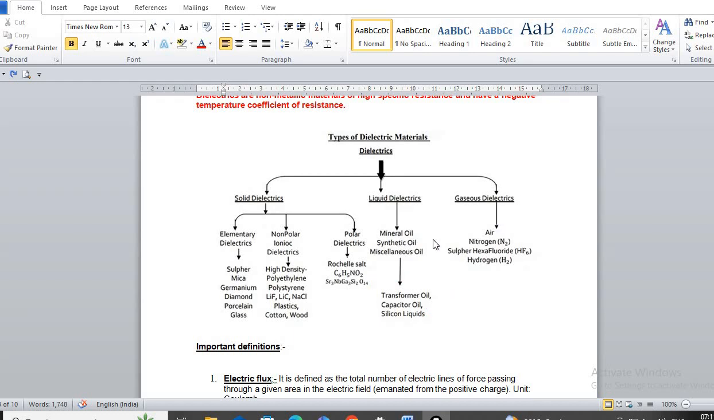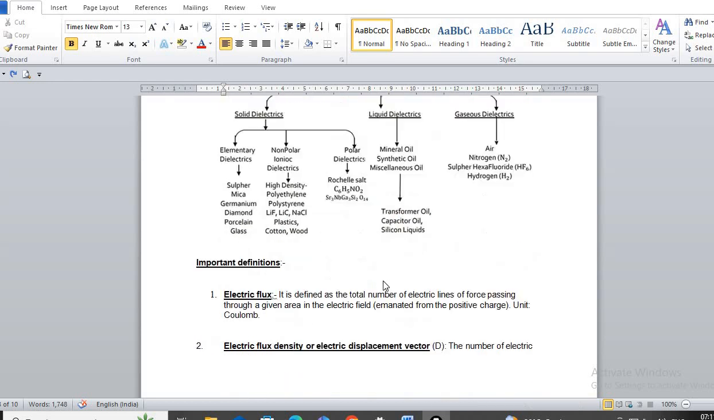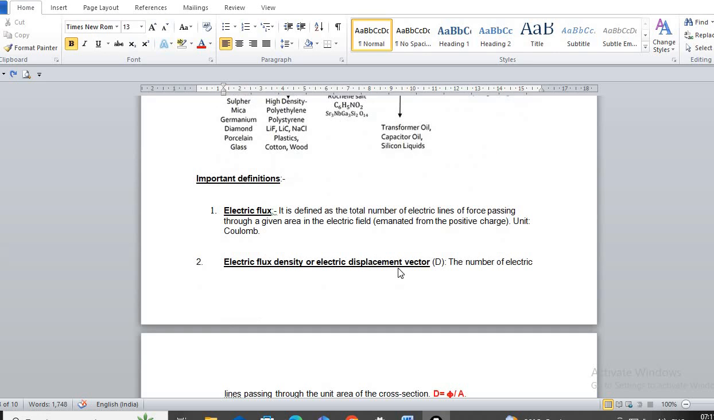Now this is the idea about dielectric materials, types of dielectric materials, some comparisons and some examples. Now let's come to some of the important definitions.